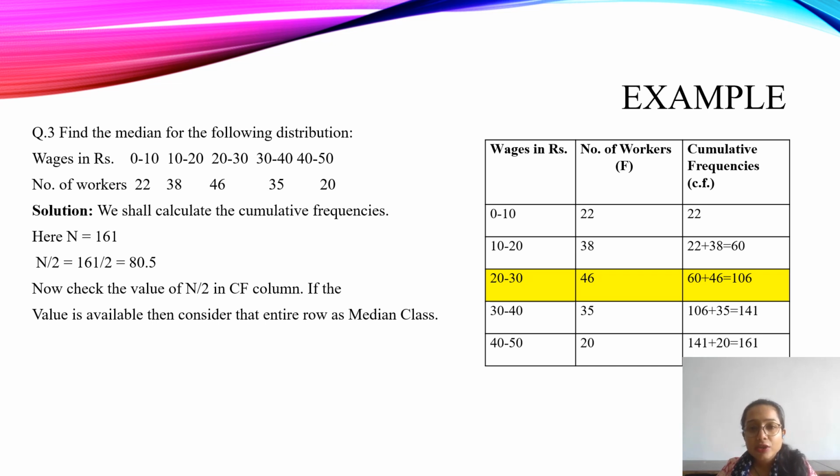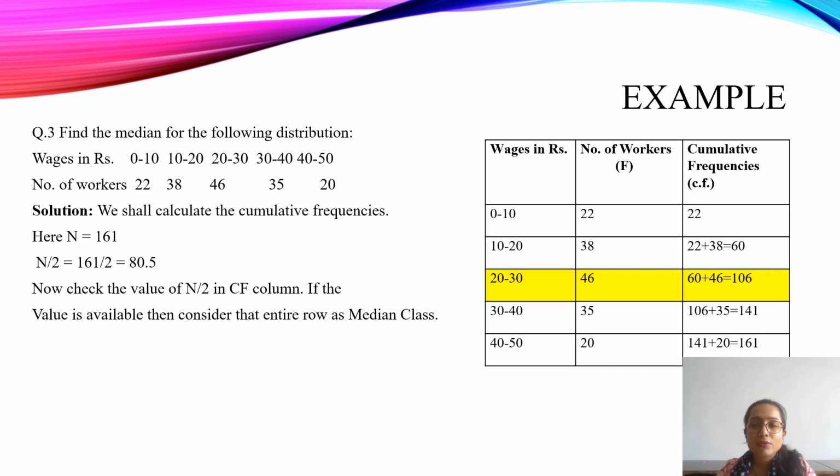Now, how do I get the cumulative frequency? I have written the first frequency as it is, that is 22. Next, I have added 22 plus 38, which is the second frequency, so I am getting the second cumulative frequency. After that, I am adding the second cumulative frequency and the third frequency, that is 60 plus 46, and I am getting 106. This is how you add the frequencies. The sum of the total frequencies is 161. That is your number of observations, also known as n. So n here is 161.